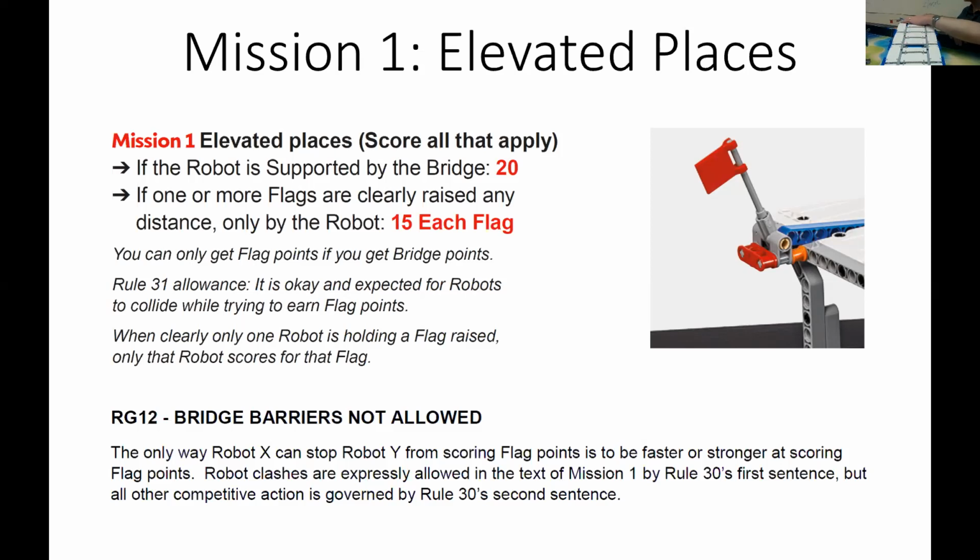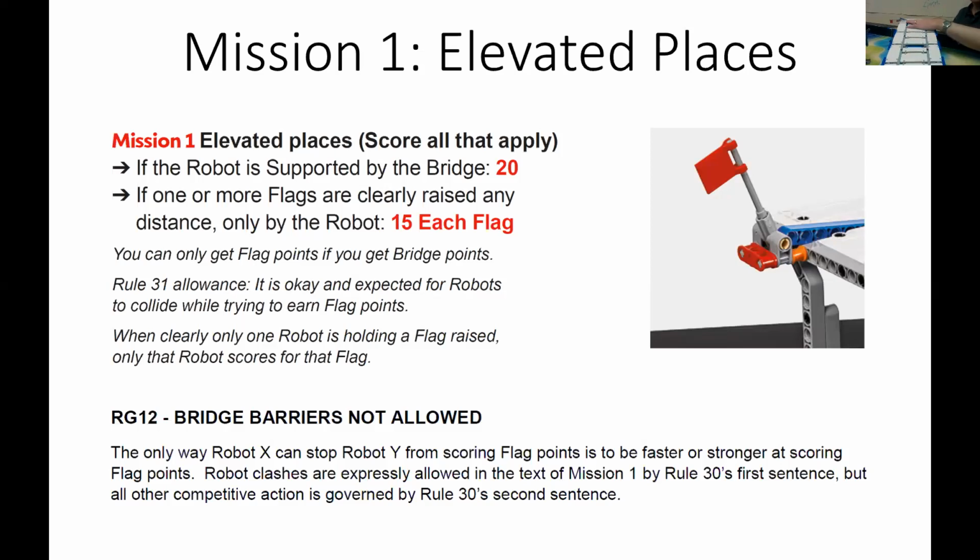The robot drives up here and somehow lifts the flag any distance, so even that would qualify. It doesn't have to be all the way up. It just has to be obviously lifted some distance. You get 15 points for each flag. So if your robot is wide enough to hit both of these, you get 30 points, 15 for each flag, plus 20 points for being on the bridge. So that's 50 points. And you can only get flag points if you get bridge points.